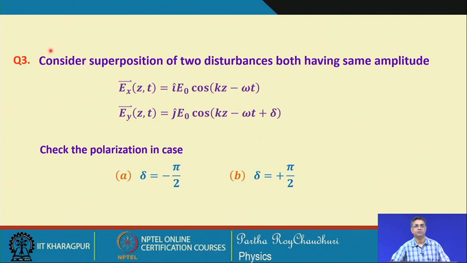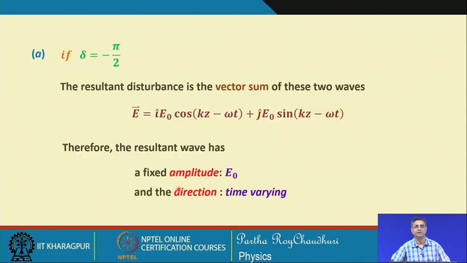Now, we have another possibility: if the waves are out of phase by plus or minus π/2, then what happens? In that case, because these are again plane waves, when they are superposed at some point in space and both are travelling along the z axis, we can write the equation in this form with an initial phase difference of delta. If delta equals minus π/2, then what happens?